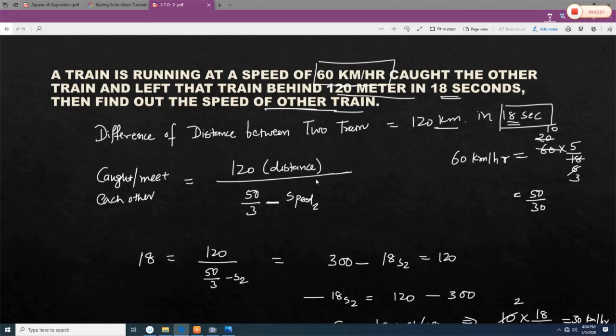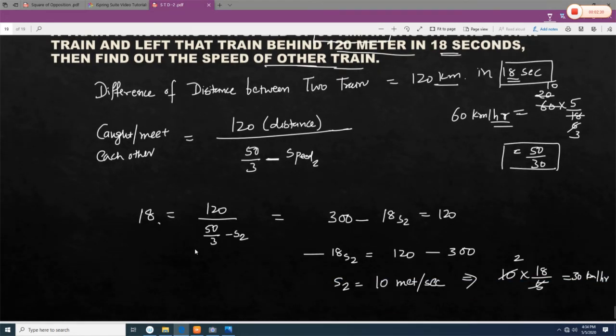Now 60 kilometers per hour you have to convert into meters per second. So they are meeting in 18 seconds, and 120 is the distance. When you convert everything you will get 10 meters per second, or 30 kilometers per hour, because 10 meters per second you have to multiply by 18 over 5, and that comes to 30 kilometers per hour.